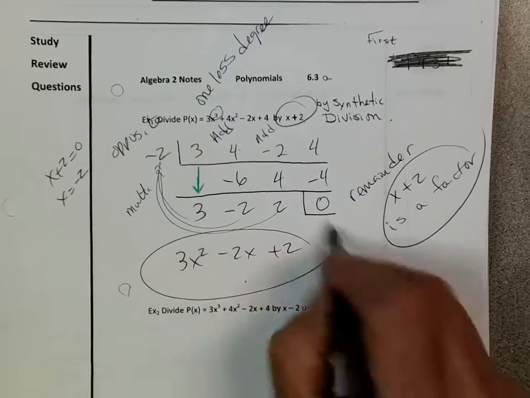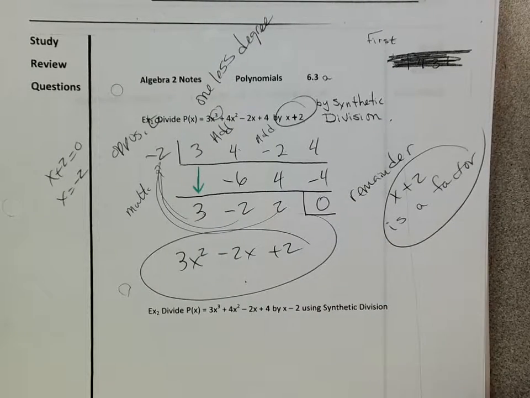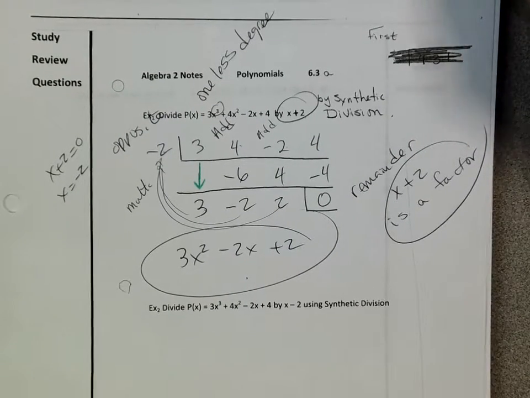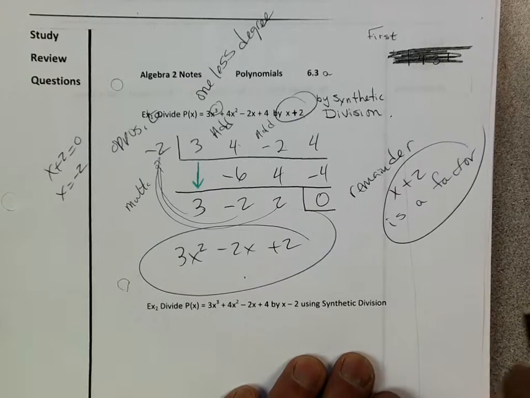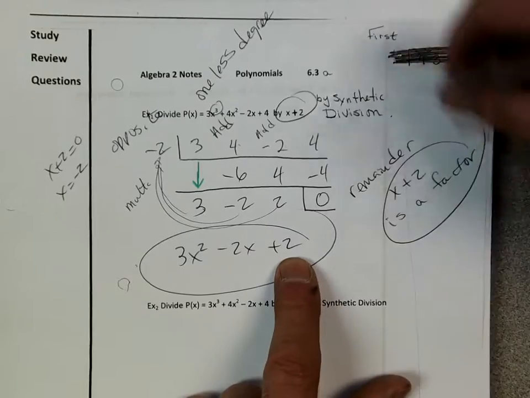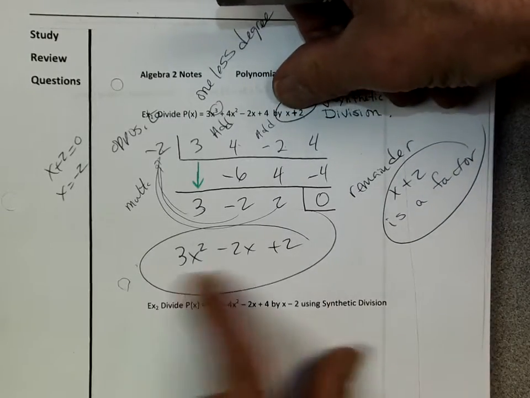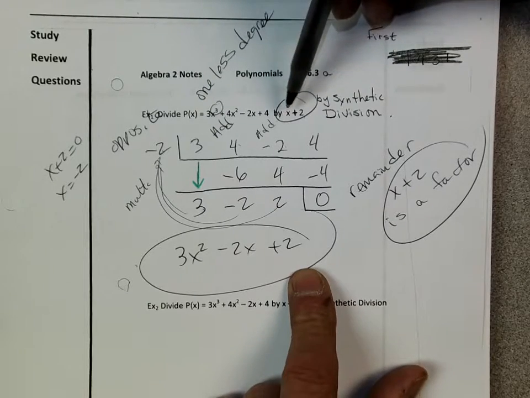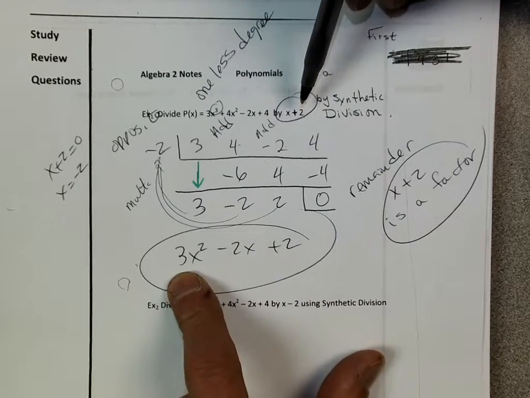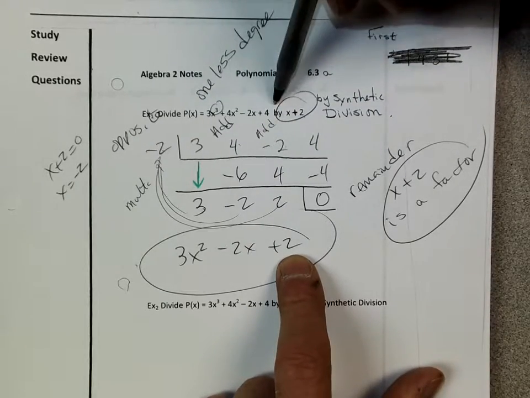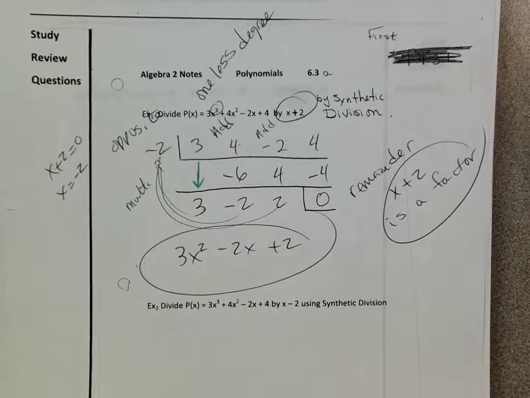That's the answer. And here's something a little extra on the side, you don't need to write this down. Because it is a factor, I know that 3x squared minus 2x plus 2, times x plus 2, will actually equal the original. And we wouldn't have to multiply it out. If I multiplied it, it would equal the original polynomial because we got a remainder of 0. It's a factor, okay?